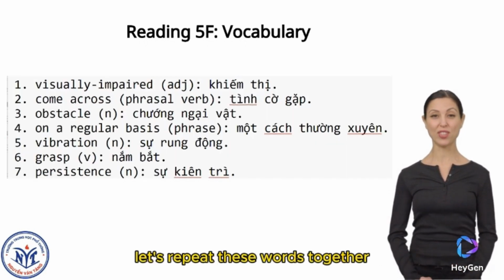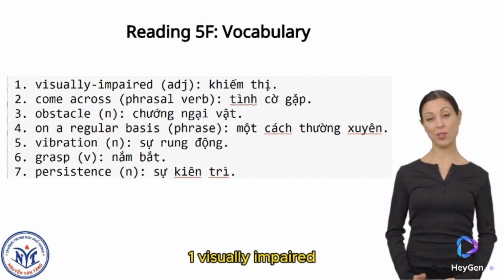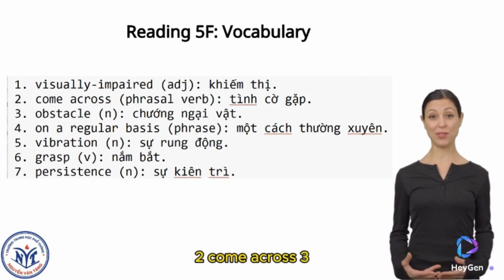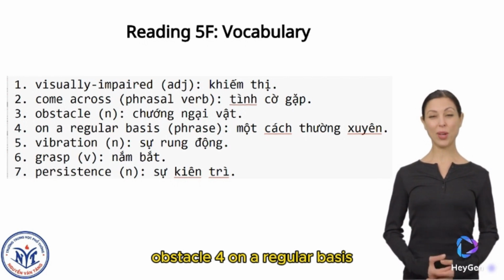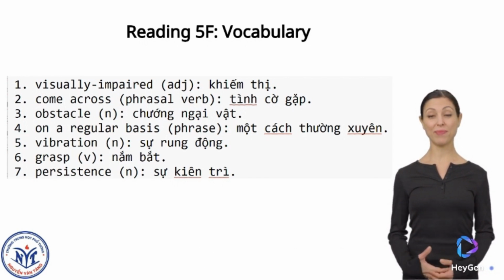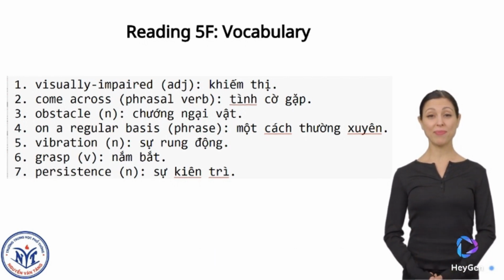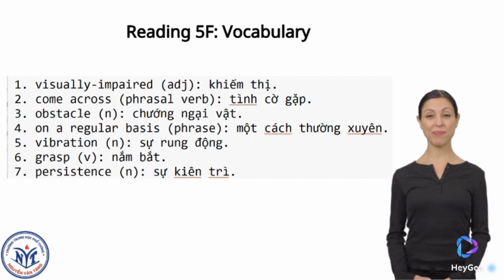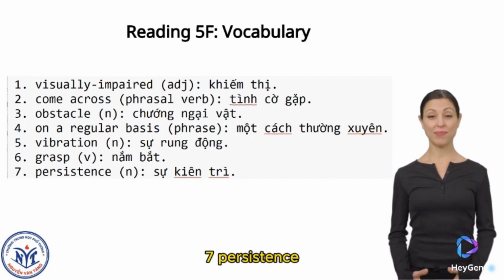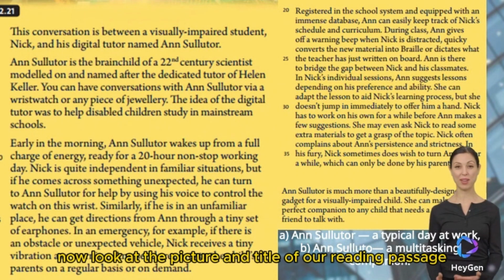Let's repeat these words together. 1. Visually impaired. 2. Come across. 3. Obstacle. 4. On a regular basis. 5. Vibration. 6. Grasp. 7. Persistence. Now, look at the picture and title of our reading passage.